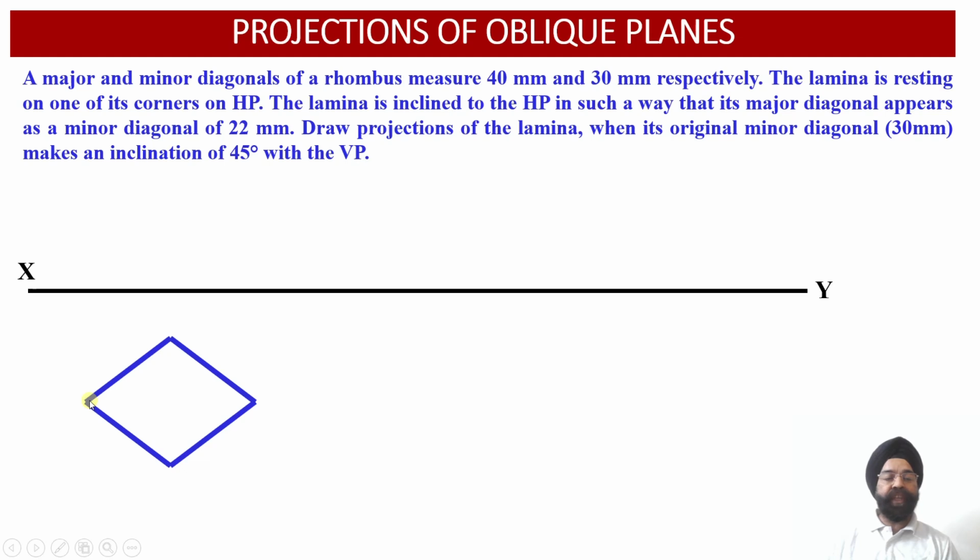So this is the rhombus shaped lamina, in which this is going to be our major diagonal and this is going to be our minor diagonal. So this is the true shape of this lamina that we are going to have. So here we have to draw this rhombus in such a way that the minor diagonal is going to measure 30 millimeter, while the length of the major diagonal, that is equal to AC, it is equal to 40 millimeter.